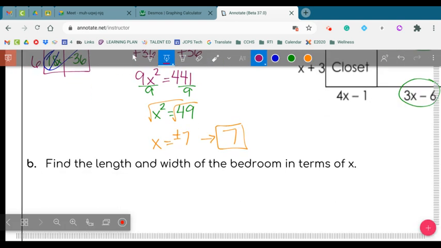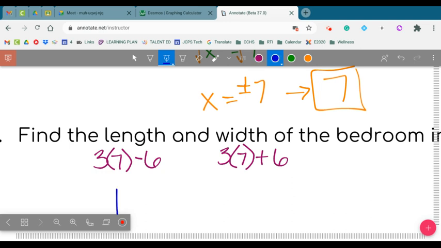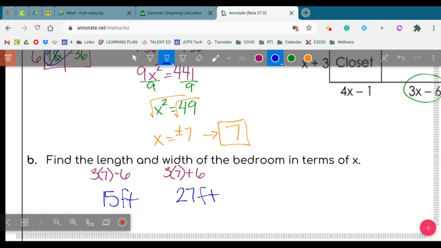You then take this and plug it in for the length and the width. So I'm going to have 3 times 7 minus 6 and 3 times 7 plus 6. So I'm going to get 15 feet and 27 feet as my dimensions.